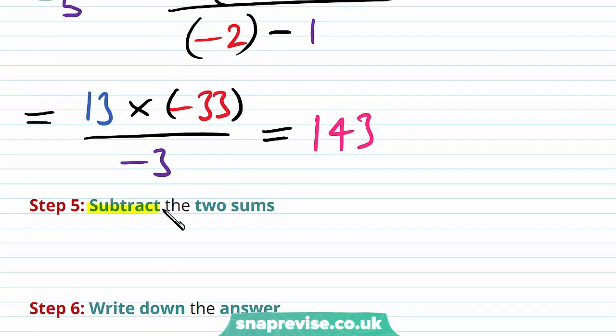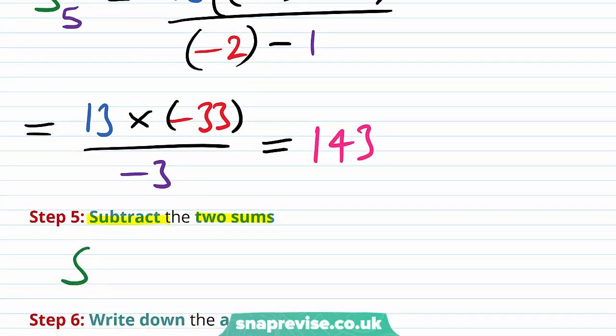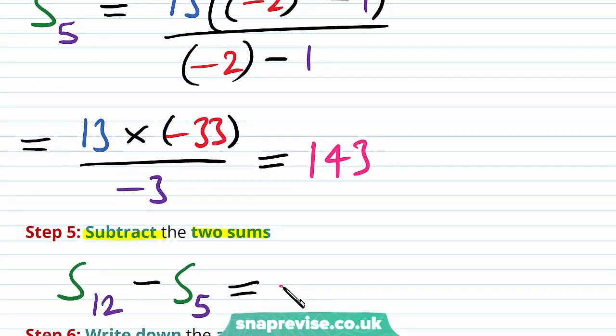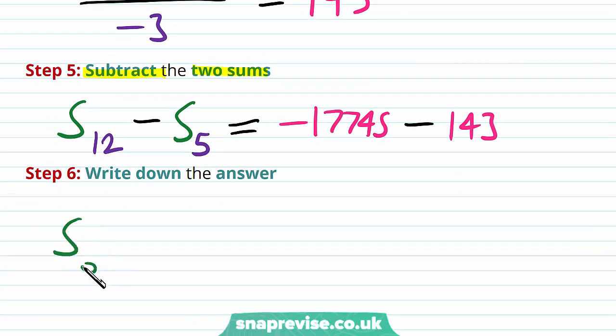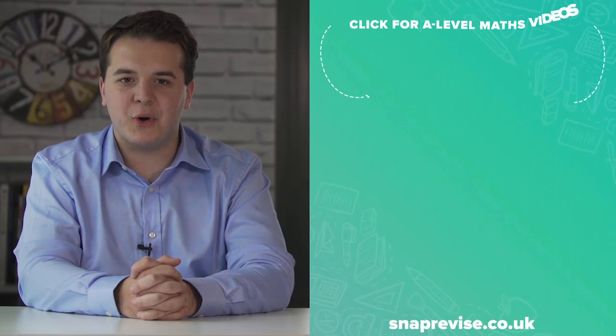Our fifth step is to subtract the two sums. Again, we were considering the sum up to the 12th term, and then we were minusing the sum up to the 5th term, and by plugging in their values, the S sub 12 was -17,745, and then we're minusing a further 143, and this gives us the value of the sum from the 6th term up to the 12th term as precisely -17,888.